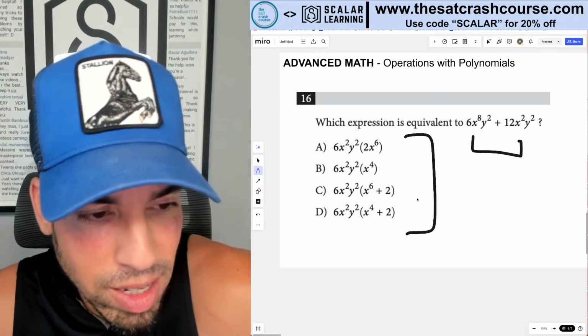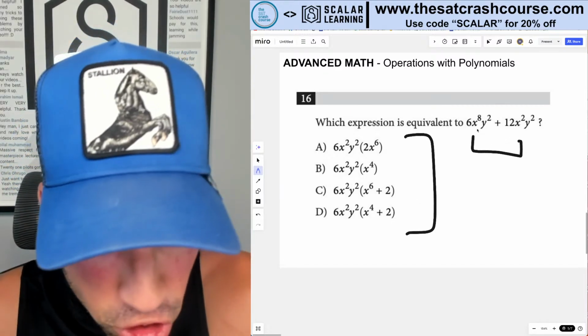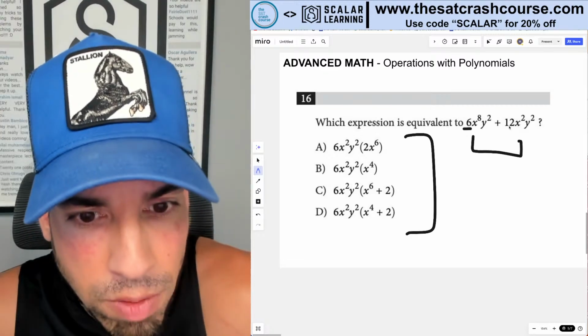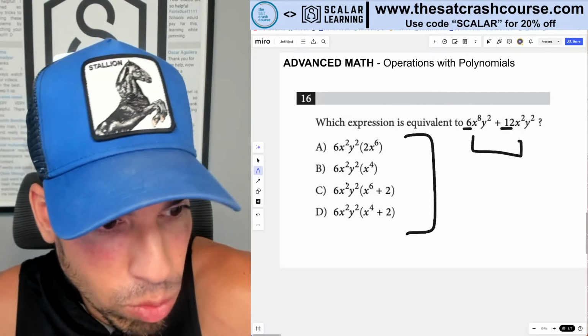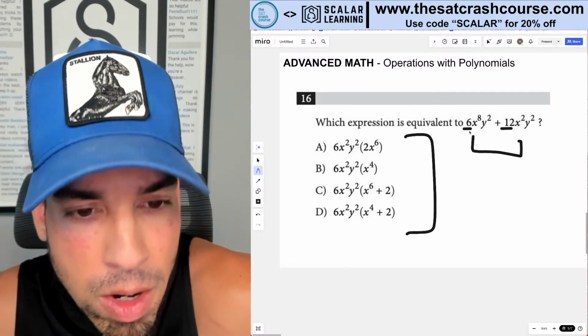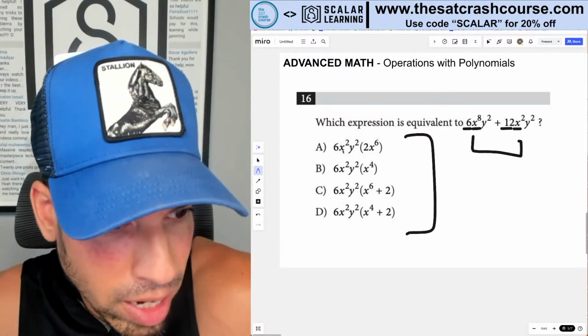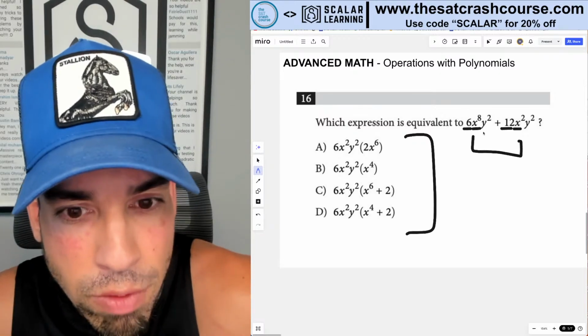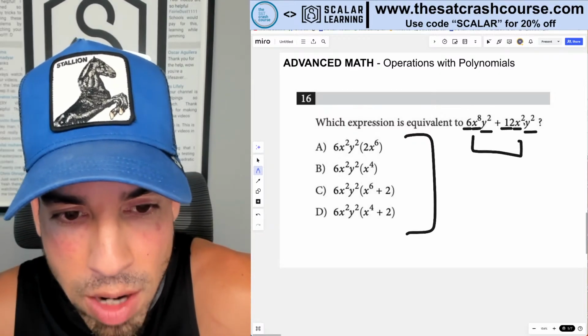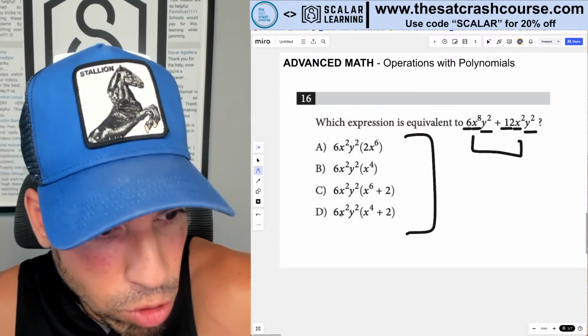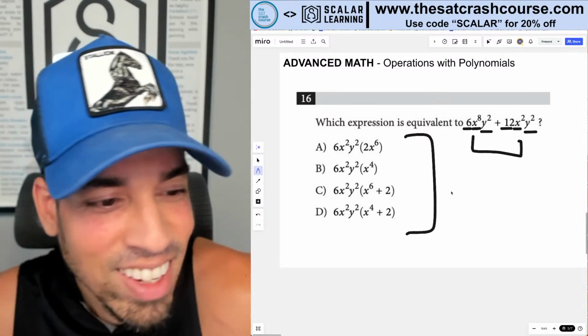But what did they do instead? They factored out a GCF. Of the coefficients, the GCF is 6. So we should see a 6 in front, which we do for all of them. For the x's, it's the lesser of the two exponents, which is x squared. I should see an x squared in front, which I do for all of them. For the y's, they're the same, so I should see a y squared in front as we factor this out, which I do for all of them. All right, well, that doesn't help too much.